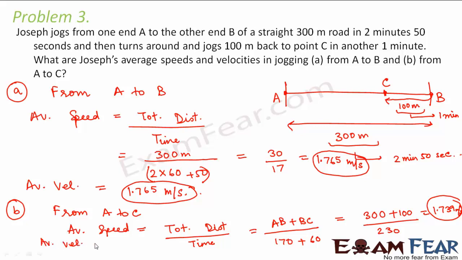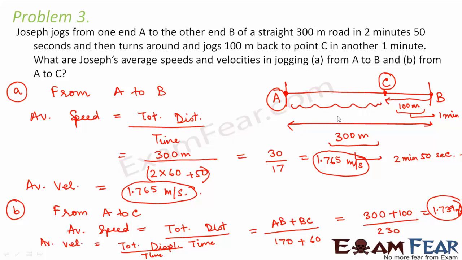So what would be the average velocity in this case? It would be the total displacement divided by the total time taken. So what will be the total displacement? Here the initial point is A, the final point is C. So the shortest distance between A and C is this one.